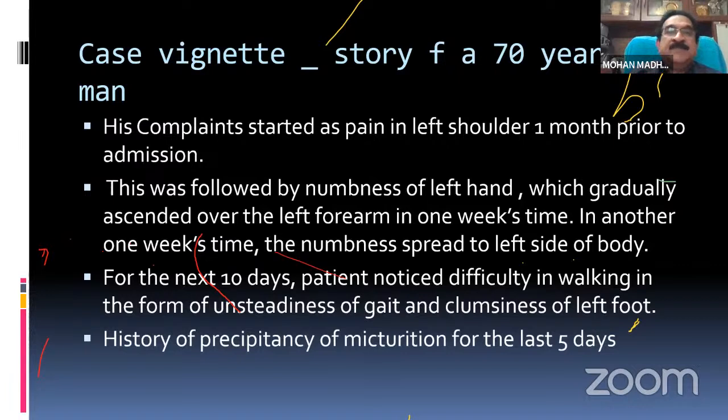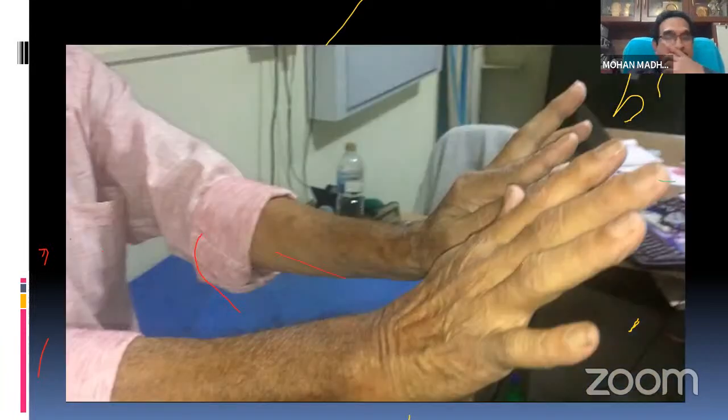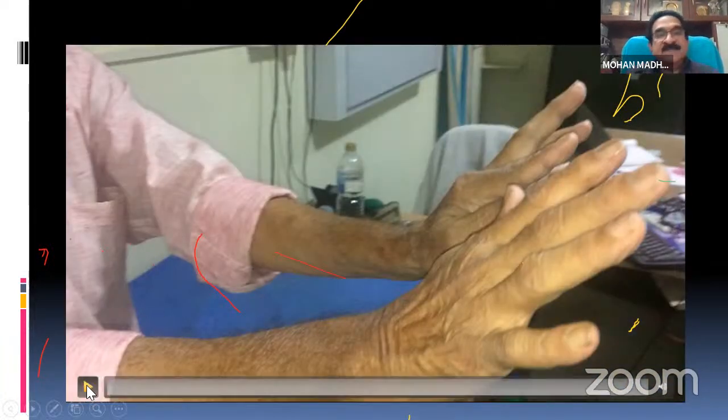So, a 70-year-old man with complaints of pain in the left shoulder 1 month prior to admission, followed by numbness of the left hand which ascended over the left forearm in 1 week's time. In another week, numbness spread to the left side. For the next 10 days, the patient noticed difficulty in walking, unsteadiness of gait, and clumsiness in the left foot. History of hesitancy for the last 5 days. So it is something like a sensory problem in this patient.